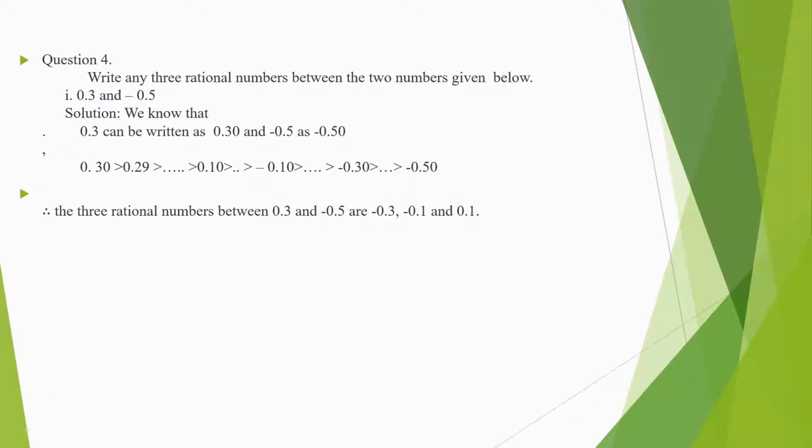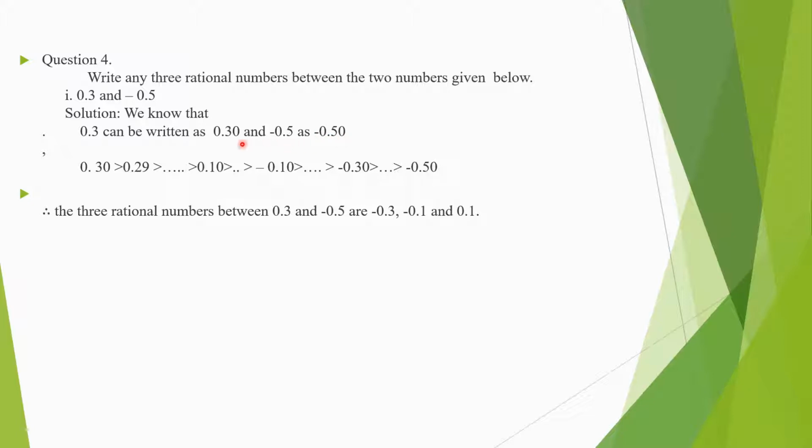Now we will be doing question number 4. Write any 3 rational numbers between the two numbers given below. The first question is 0.3 and minus 0.5. Now we know that 0.3 can be written as 0.30 and minus 0.5 can be written as minus 0.50.